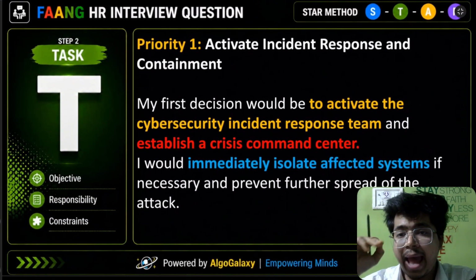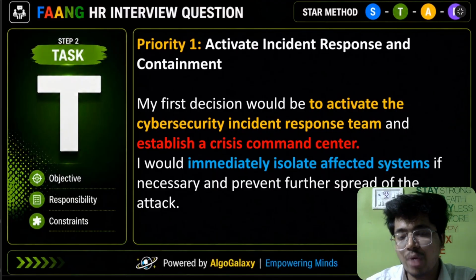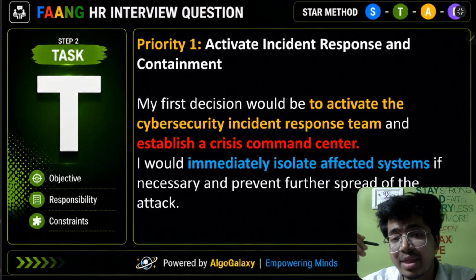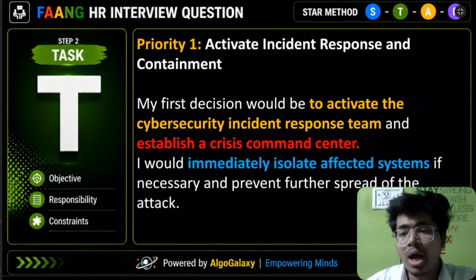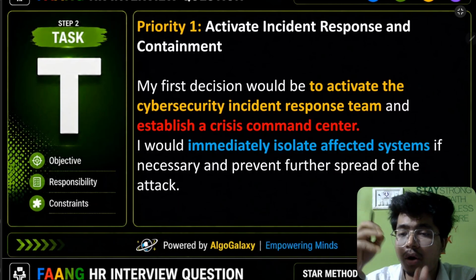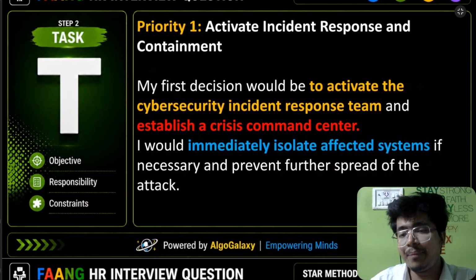Priority 1: activate incident response and containment. At first we activate the incident response and containment. My first decision would be to activate the cyber security incident response team and establish a crisis command center to handle such a scenario. I would immediately isolate affected systems if necessary and prevent further spread of the attack. That means if an attack has occurred, I will try to protect the remaining portion.